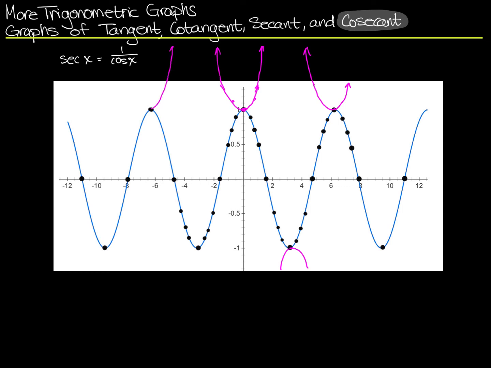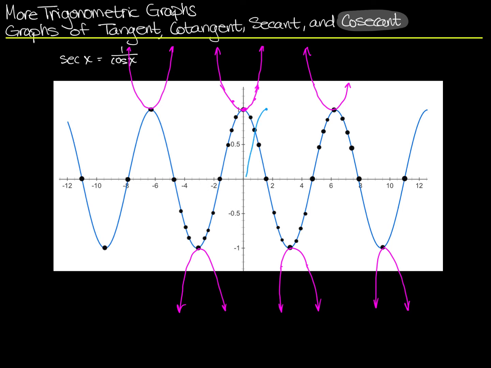So cosecant and secant look very similar, and that's not a coincidence because sine and cosine are very closely related. In fact, if you'll recall, cosine is just a horizontal shift of pi over 2 for sine. So if I add to this graph a graph of the sine, and I'll just do it by hand.